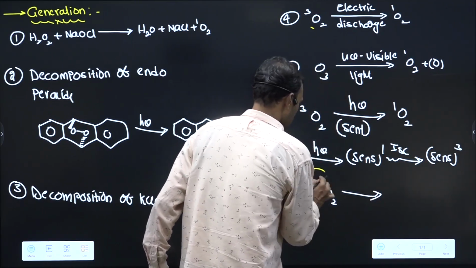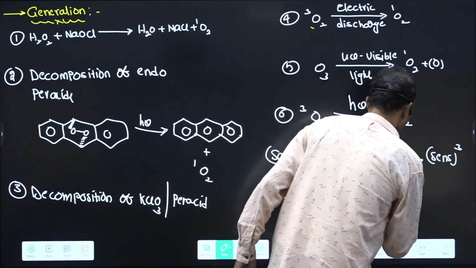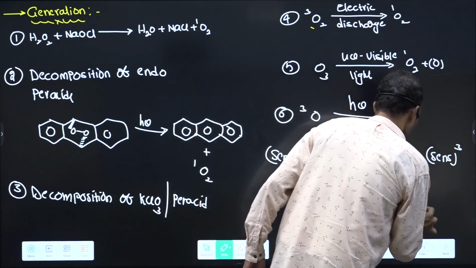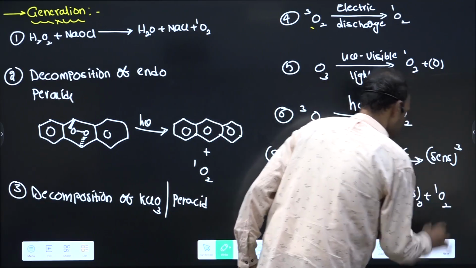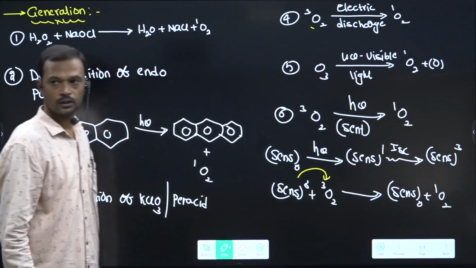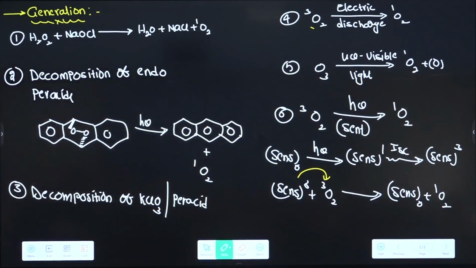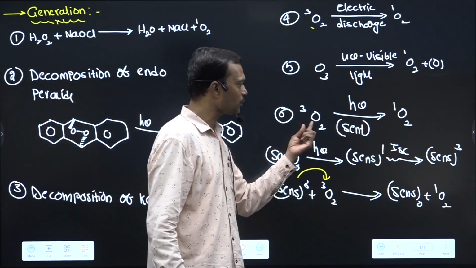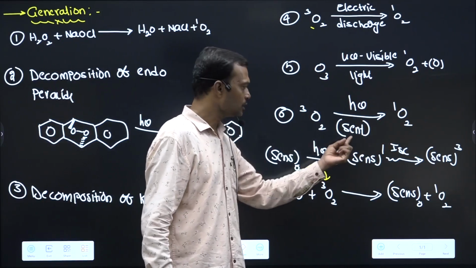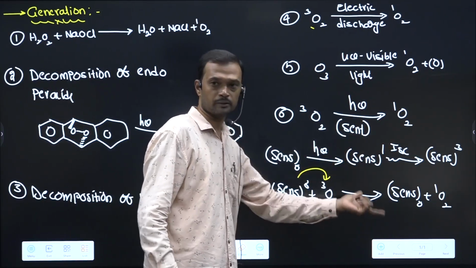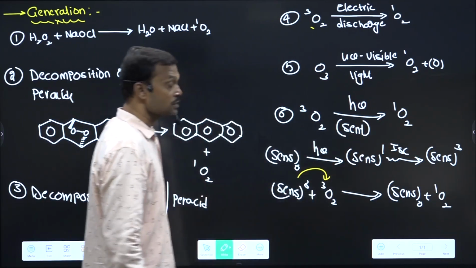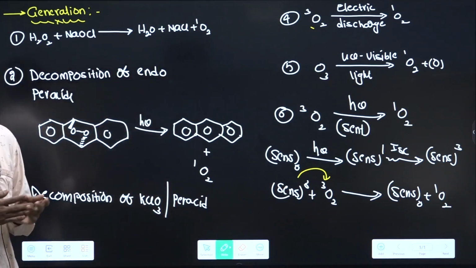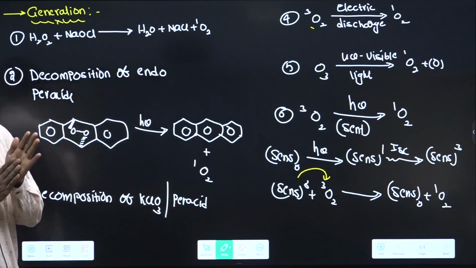So now energy transfers from here to here. Then what happens? The sensitizer returns to S0 and molecular oxygen becomes singlet. It is a method to convert. They are called sensitizers. By using a suitable sensitizer, triplet oxygen becomes singlet oxygen. Some sensitizers have been given for any molecular oxygen, which can be converted to singlet oxygen.